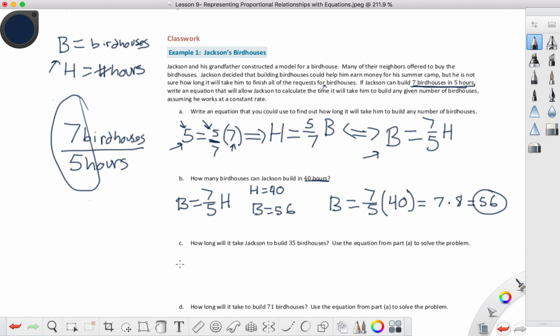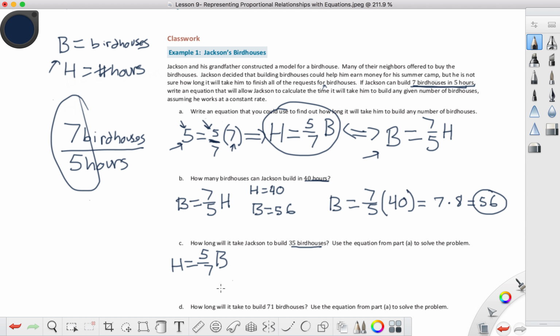So what we want to do is figure out how many hours it's going to take, right? So let's set that H by itself. H is equal to, we're going to use this equation here. H is equal to 5 over 7 times B. He wants to build 35 birdhouses.